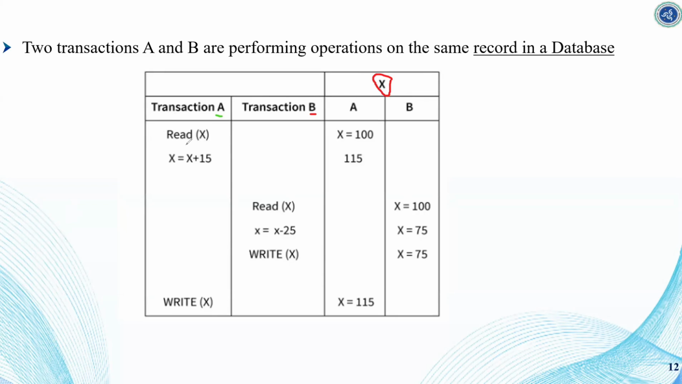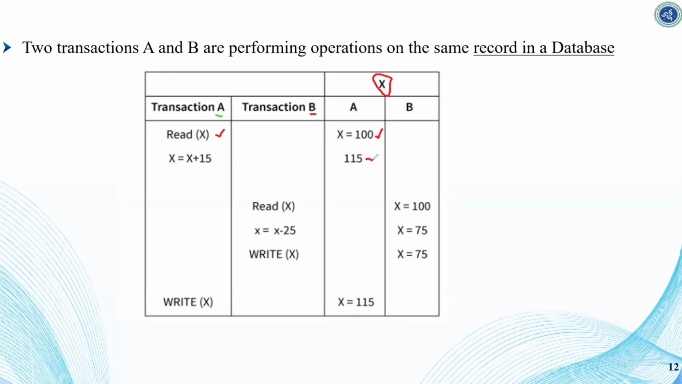So what is the first operation? Here it is reading of X. When X is read, what is the current value of X? That is X is equal to 100. Now the next process in this transaction is adding a value 15 to X. So what will be the value of X here?